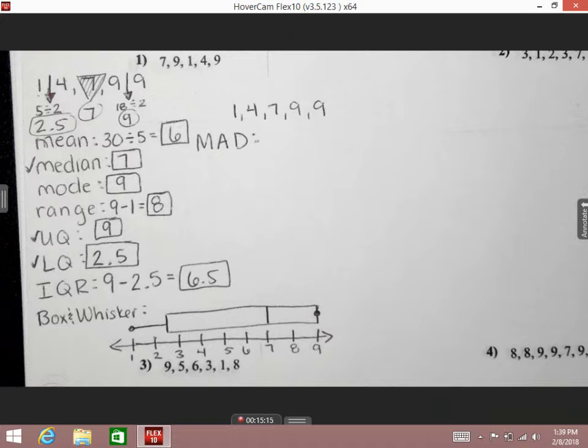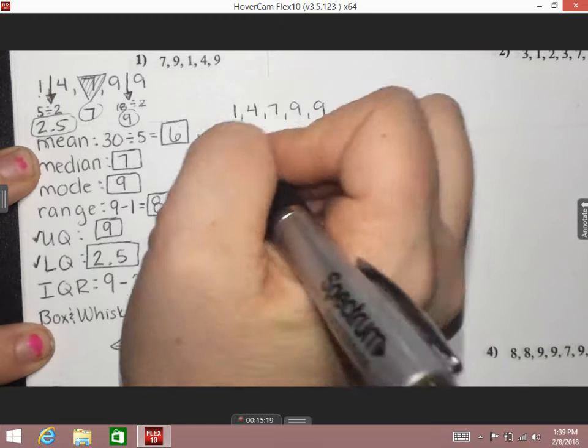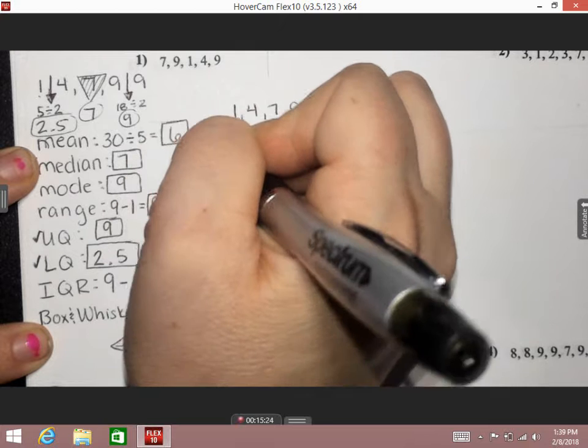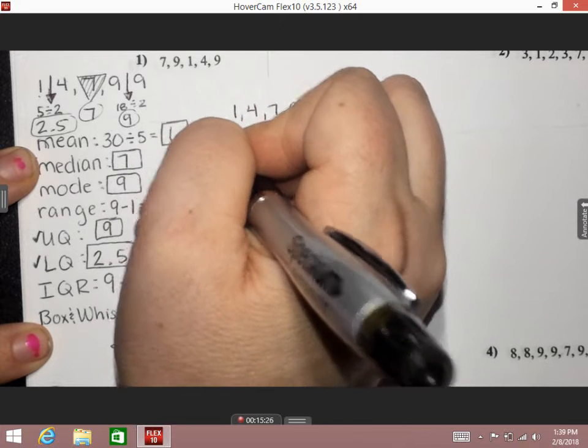So now we've got to do our mean absolute deviation. All right, guys, I'm going to put a little reminder here. Hey, focus for a second, please. Remember, on the mean absolute deviation, we've got to do the mean.